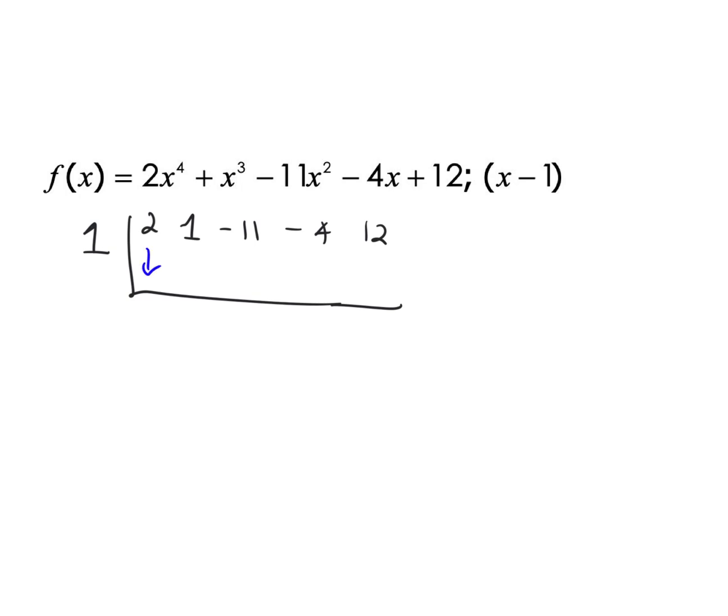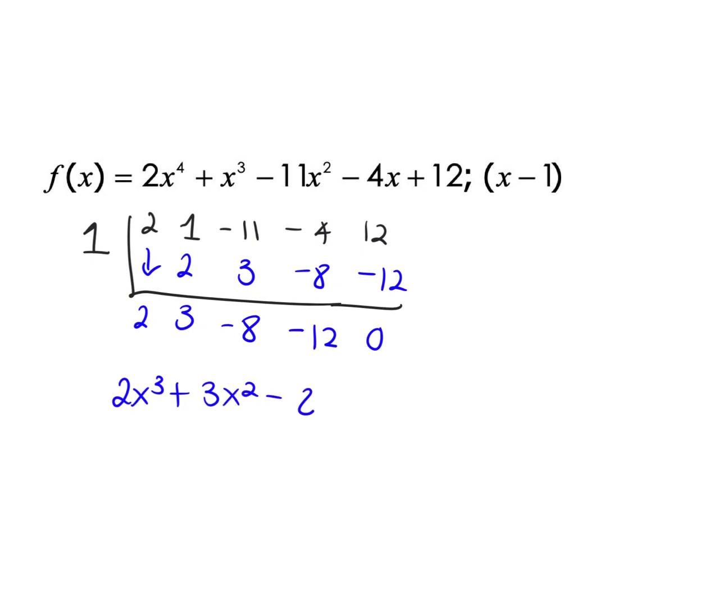Bring down the 2. 2 times 1 is 2. Add that together. We have 3. 3 times 1 is 3. Then this becomes negative 8. Then negative 8, negative 12, and then negative 12 and 0. So this is 2x cubed plus 3x squared minus 8x minus 12.